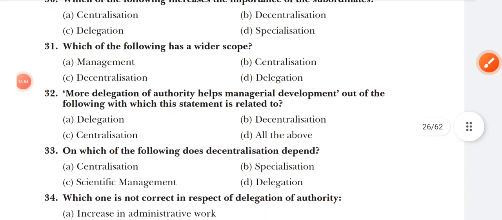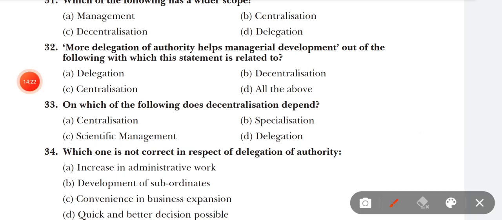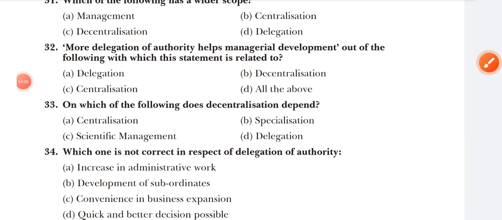Now question 34. Which one is not correct in respect of delegation of authority? Option A, increase in administrative work. Option B, development of subordinates. Option C, convenience in business expansion. Or option D, quick and better decision possible. And the correct option of this question is option A, increase in administrative work.